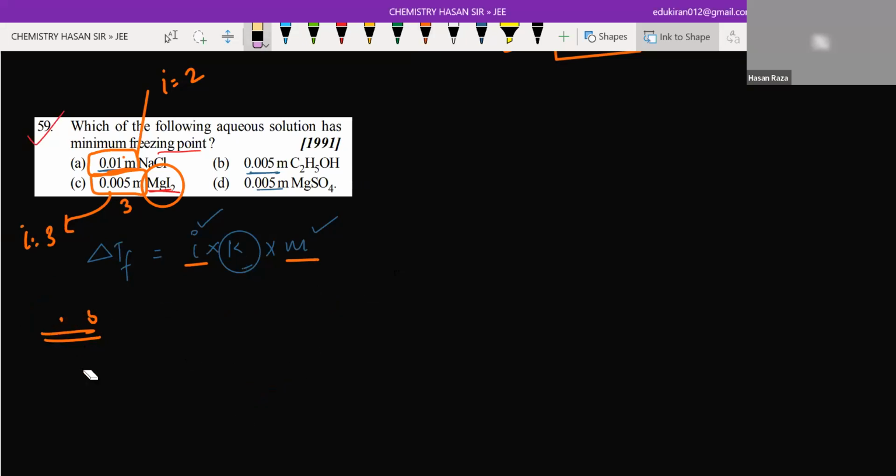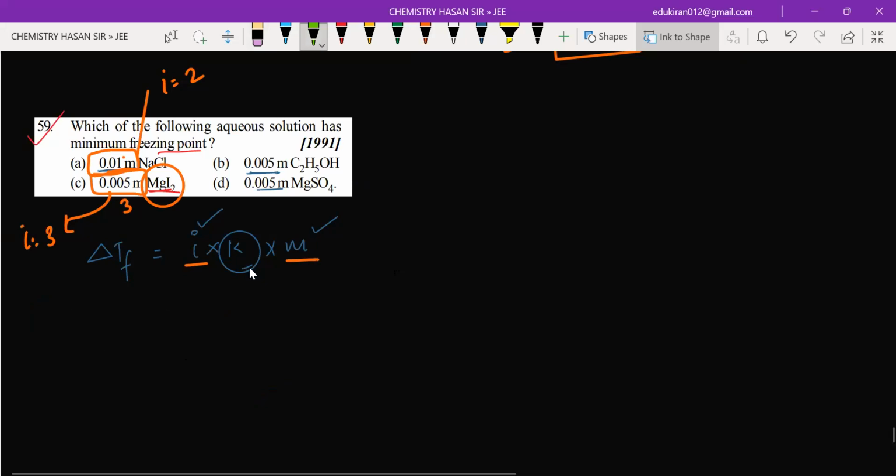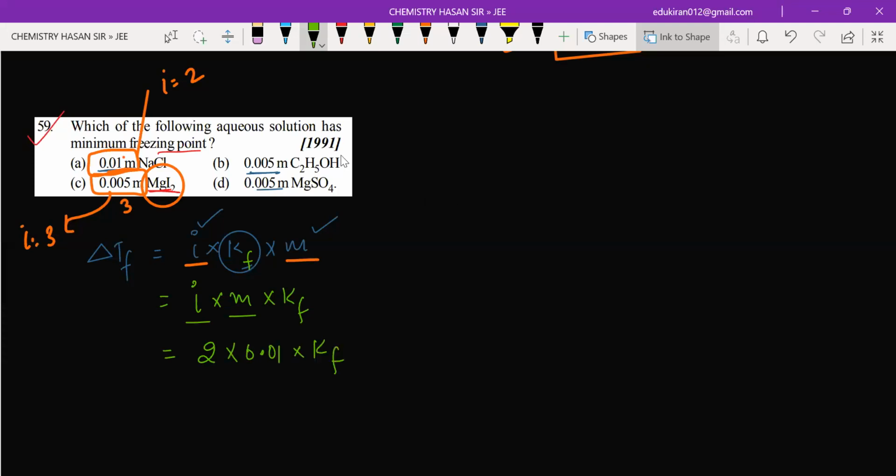So Faiza, what I was saying is that you can see this is the formula: delta TF is equal to i into KF into m. And you know that KF is constant for all the options; i and m are varying. For the first one, i is 2 and m is 0.01 and KF is as it is. For the second one, i is equal to 1. For the third one, i is equal to 2. And for the C, the third one, i is equal to 3.